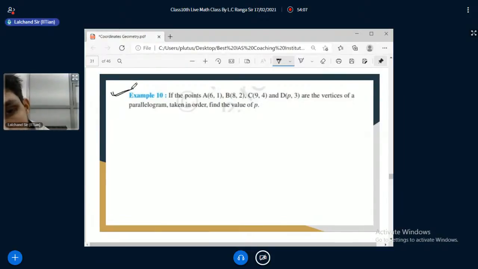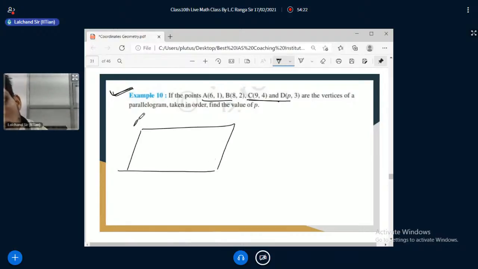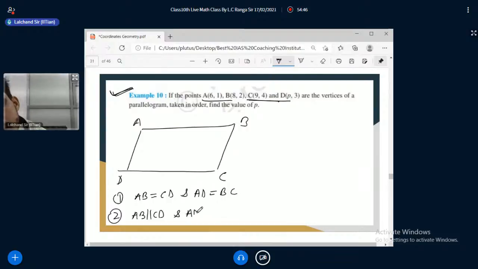Achha, now try this question. If these are the vertices of a parallelogram, then find the value of P. So can you tell me what is the property of a parallelogram? If we have a parallelogram ABCD, what is the property of a parallelogram? So first property is AB should be equal to CD and AD should be equal to BC. Opposite sides should be equal, pair of opposite sides. Second, AB should be parallel to CD and AD should be parallel to BC. Okay.